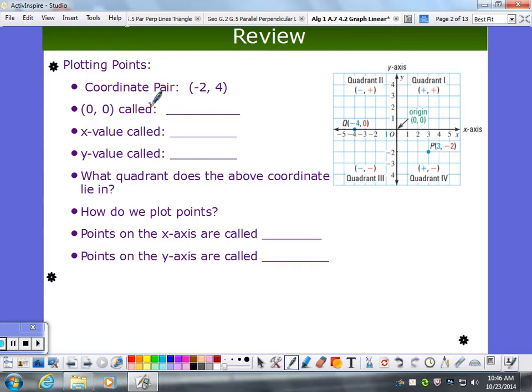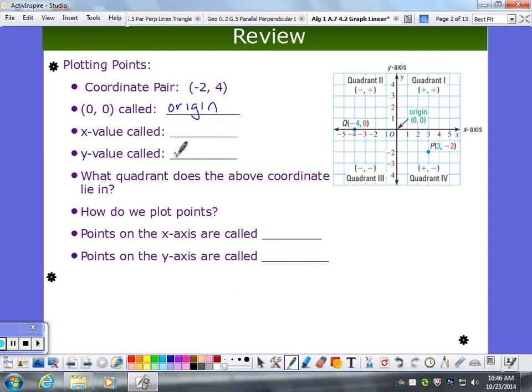So, coordinate pair, we also call these XY pairs. What else do we call them? Ordered pairs. This is X, this is Y. What's the special name we give to that one? The origin.